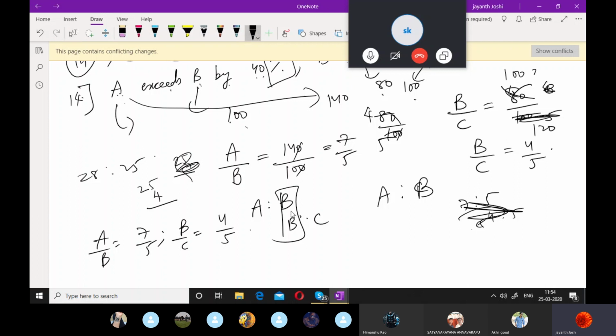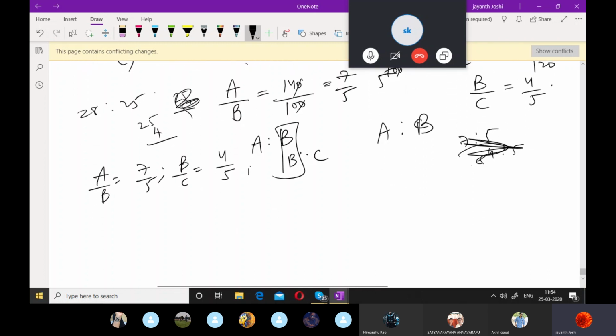लेकिन हमको चाहिए क्या, A और C चाहिए, ठीक है ना. We want A is to C. So A is to C के लिए A is equal to 7/5B. C is equal to 5/4B. करेक्ट है ना? Yes, sir. करेक्ट है ना.